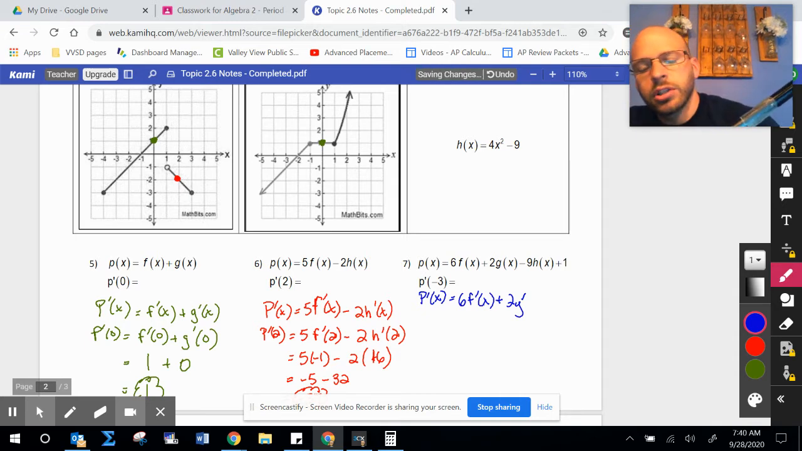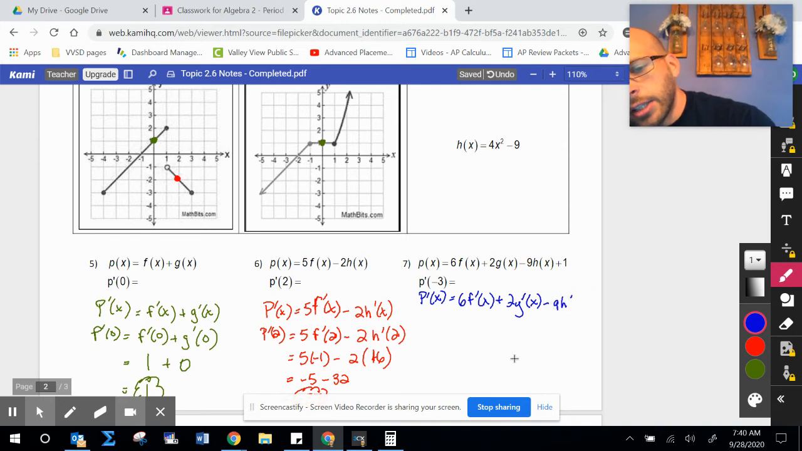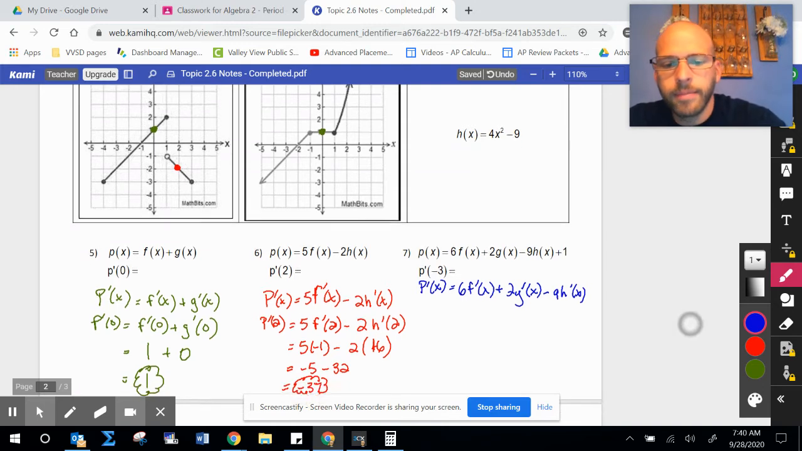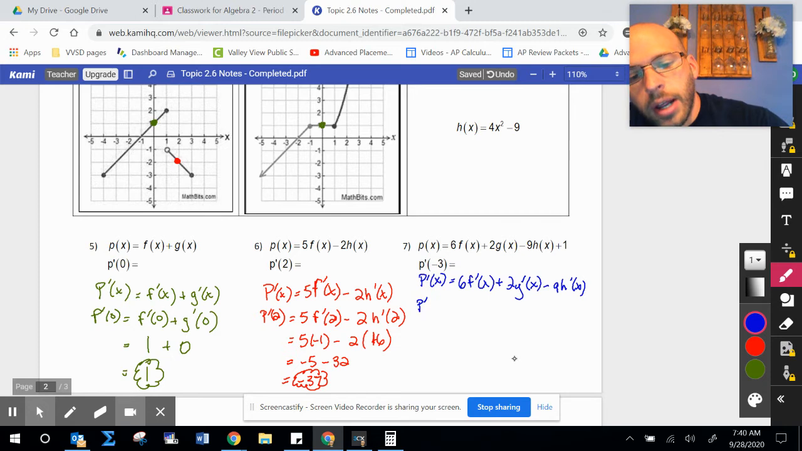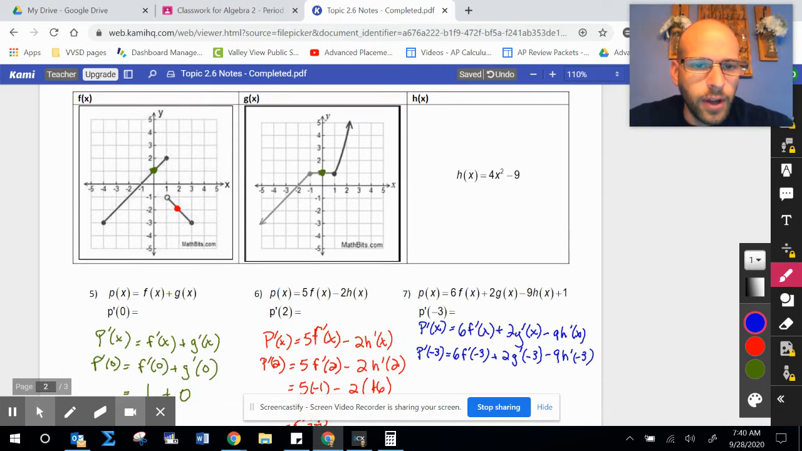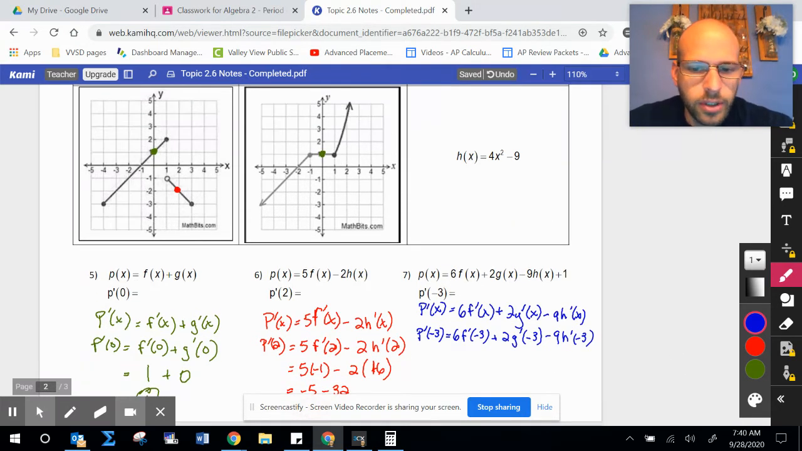You gotta get used to the notation. You gotta get used to writing things out. Minus 9 h prime of x, and then plus 1, but the derivative of 1 is just 0, so that 1 would go away. So now I want to know what p prime of negative 3 is. So I want 6 f prime of negative 3 plus 2 g prime of negative 3 minus 9 h prime of negative 3. And if I plug in negative 3, the slope at negative 3 for f is a positive 1.